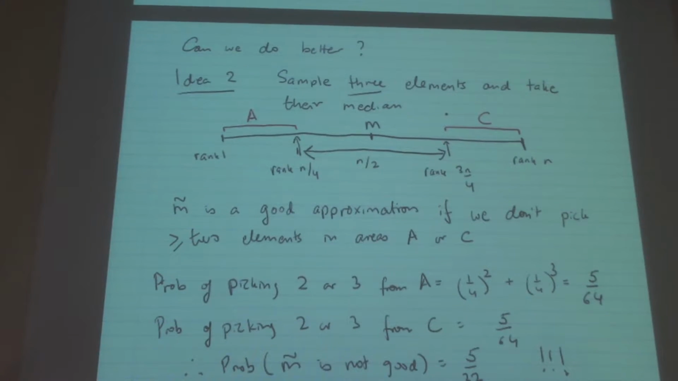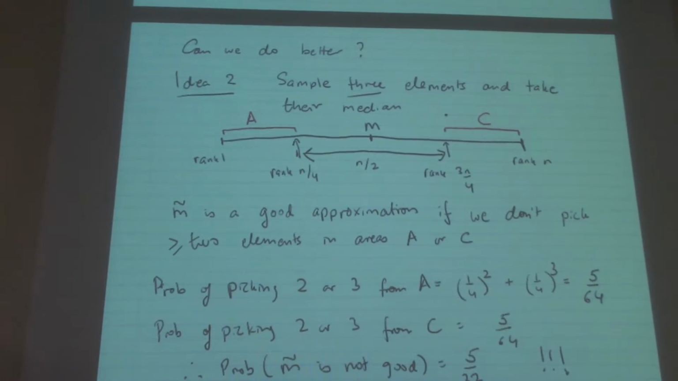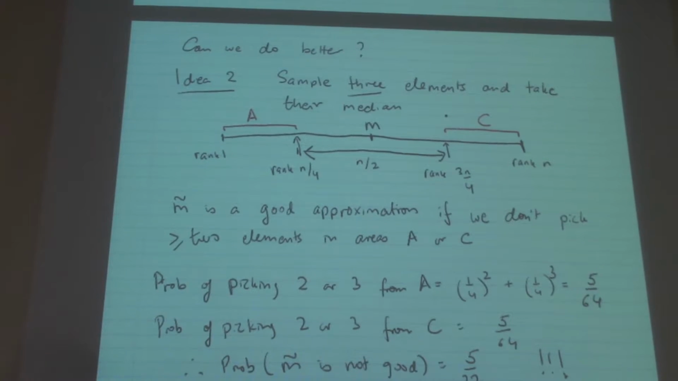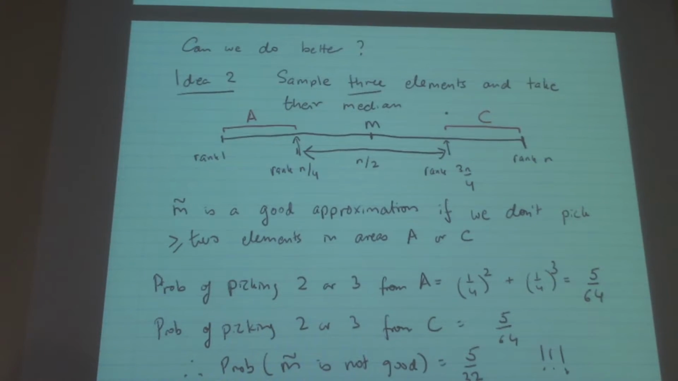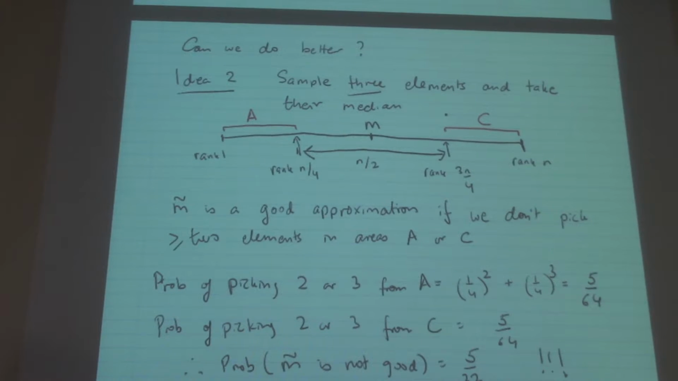And of the 3 medians, you take a random element? No, there are 3 elements. You pick 3 elements at random and take the median. So you will sort these 3 and then take the median? No, I pick 3 elements at random. I don't sort anything.